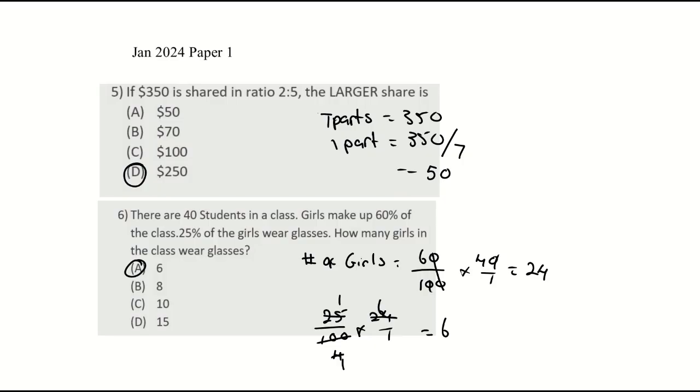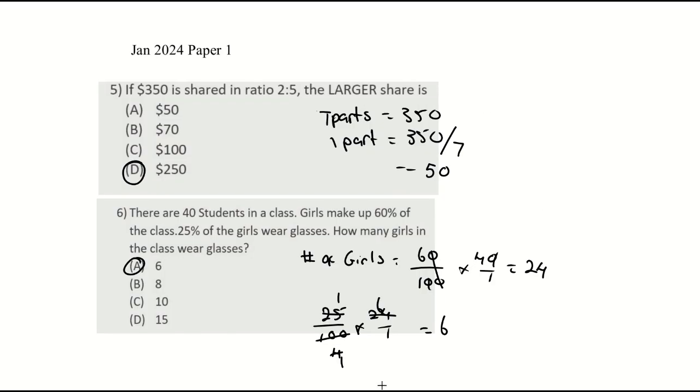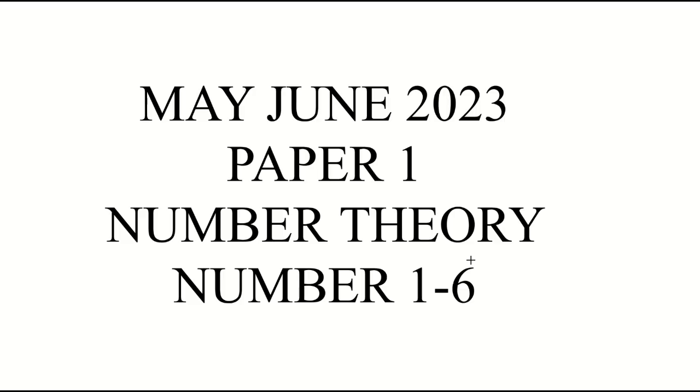And 6 girls. And that would be the answer for January 2024 paper 1, number 6. Now we're going to do May June 2023 paper 1. Alright, let's do this one.